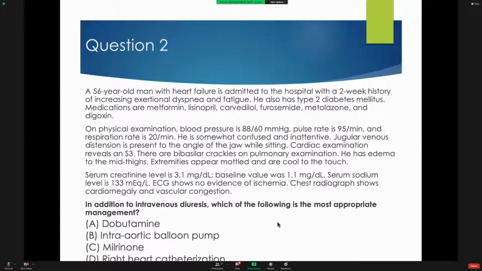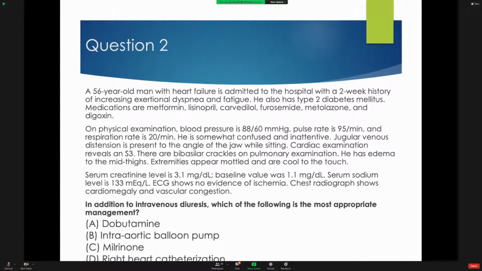Okay, question 2. We'll read it and try to answer. Can I read? Yes, you can go ahead. A 56-year-old man with heart failure is admitted to the hospital with a 2-week history of increasing exertional dyspnea and fatigue. He also has type 2 diabetes mellitus. Medications are metformin, lisinopril, carvedilol, furosemide, metolazone, and digoxin.